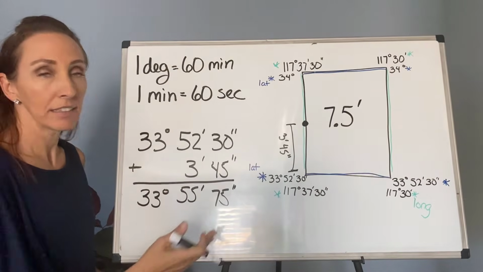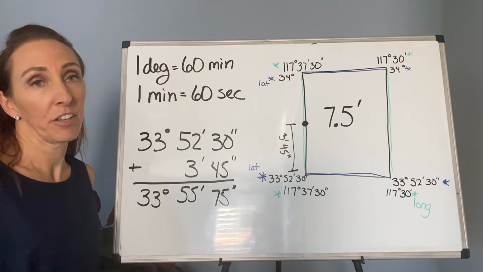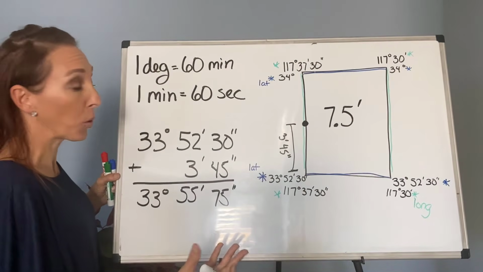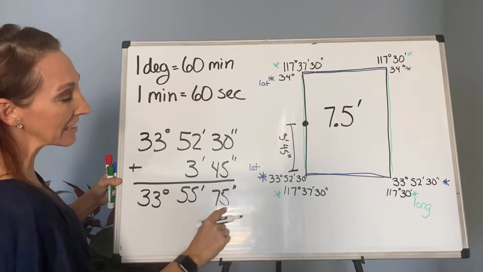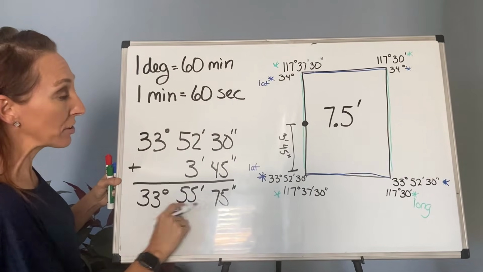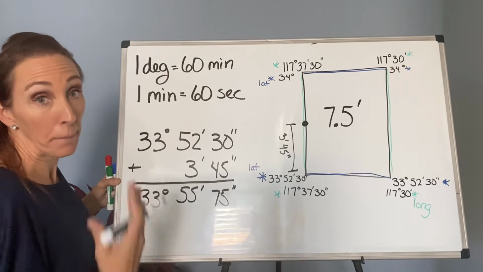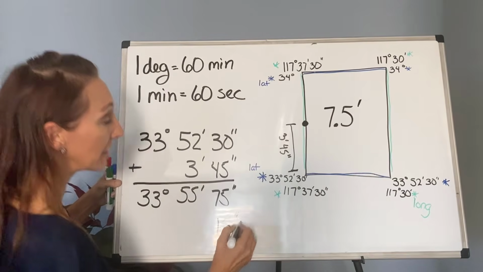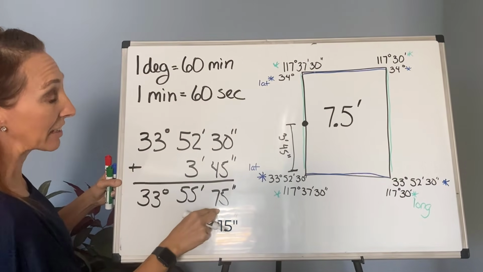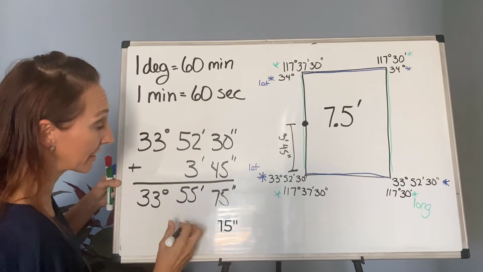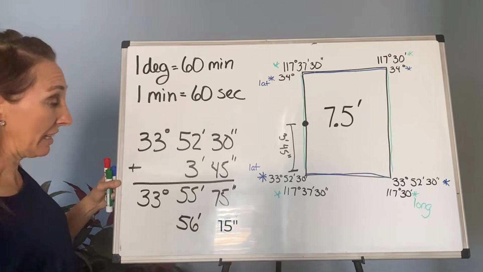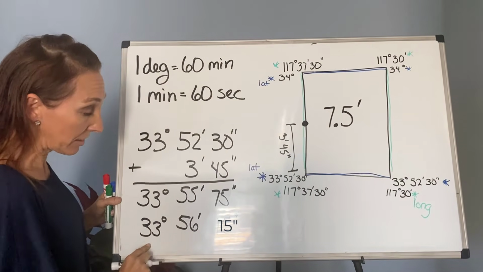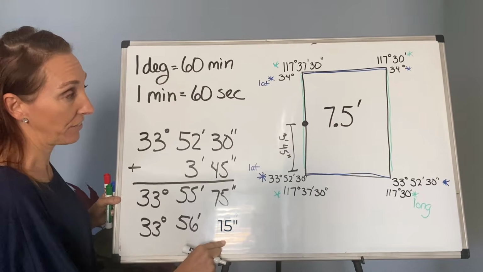Okay, so just like in time, you wouldn't say, oh, 55 minutes and 75 seconds. You would round it to the next whole number. So we would take 60 seconds out of here and add another minute, right? Just like 75 seconds is a minute and 15 seconds. So we're going to do the same thing. We leave the 15 seconds here, and we take the 60 seconds, which is 1 minute, and add it here. So now we're at 56 minutes, and then we still have our 33 degrees. So now our answer is 33 degrees, 56 minutes, and 15 seconds.